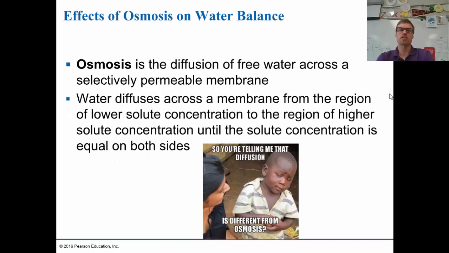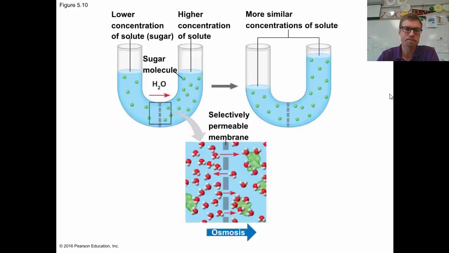Now, osmosis is a special type of diffusion, which is diffusion of free water across a selectively permeable membrane. Water diffuses across the membrane from the region of lower solute concentration to the region of higher solute concentration, and that is because the water is in a higher concentration where there is less solute, and there is less water where there is more solute. So the osmosis is going to be occurring in that particular direction. And recall that osmosis of water takes place through the aquaporins because water itself cannot move across the cell membrane.